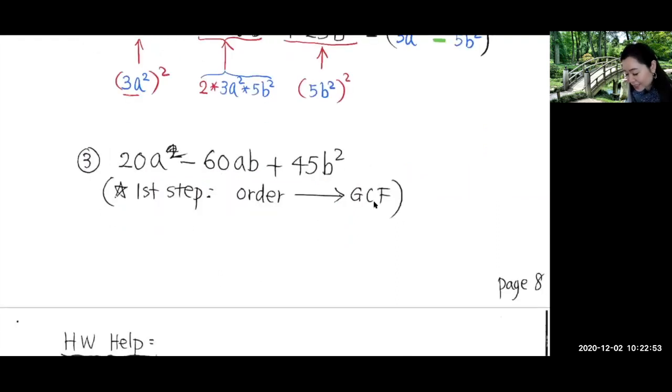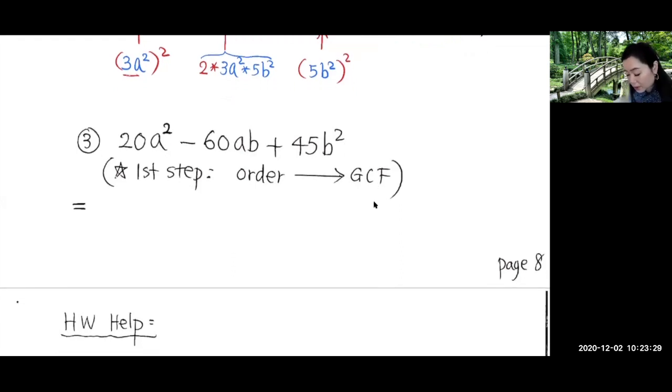Okay. So this one over here, remember first put it in the y order and take out the GCF. This is already in the y order. By the way, this is a square over here, and this is a square over here. So now it's in the y order: a square, ab, and b square. Now we're going to take out the GCF.